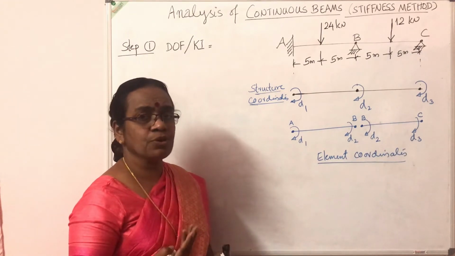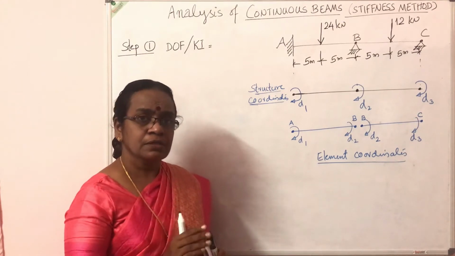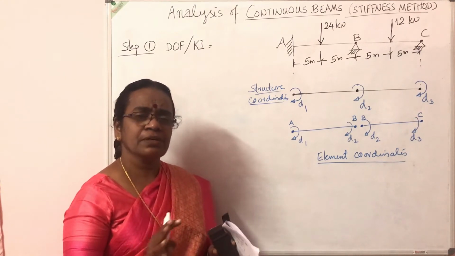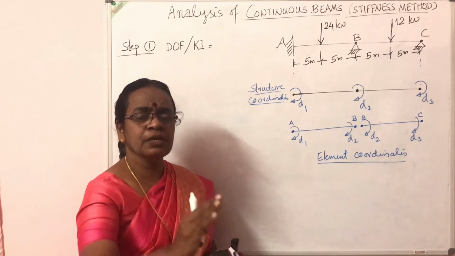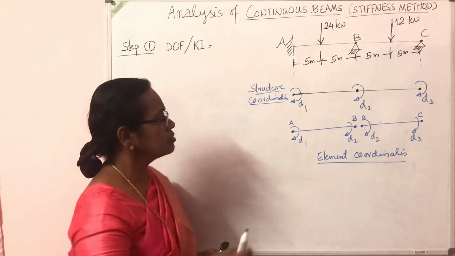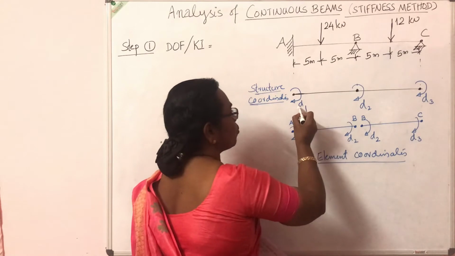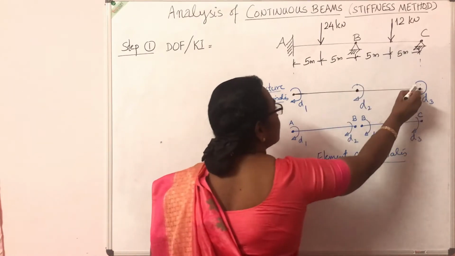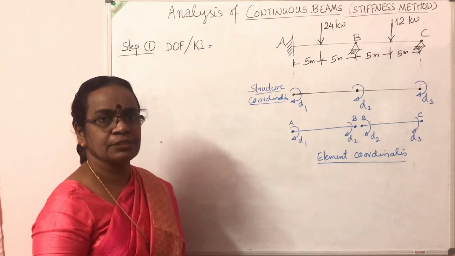In the question, it is not mentioned whether the support B or C is having any settlement. So if it is not having any settlement, we need not consider the vertical degree of freedom. We consider only the rotational degree of freedom. So it is easy for us. We consider only the rotations: slope at A, slope at B, slope at C. Mark rotation from one end to the other end.